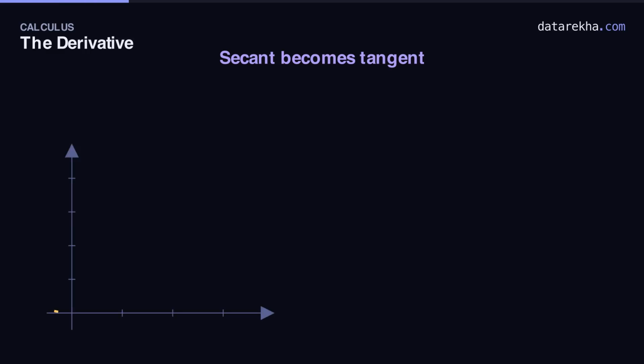Here's a smooth curve, and one fixed point on it. A, f of A, in blue. We want the slope of the curve exactly at this point. The trouble is, slope needs 2 points, and we only have one, so we cheat, temporarily.